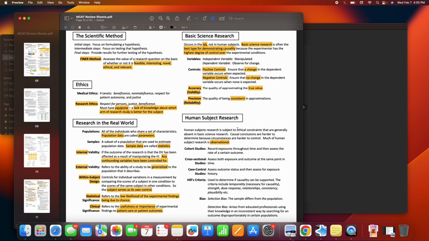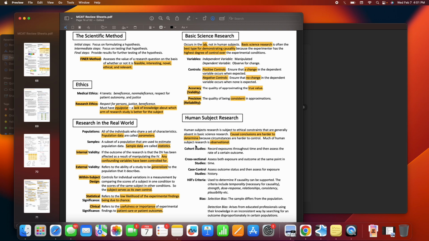Now, for human subject research, as opposed to basic science research, human subjects research is subject to ethical constraints. So this is where medical ethics and research ethics come into play. These ethical constraints are generally absent in basic science research. Causal conclusions are harder to determine because circumstances are harder to control.